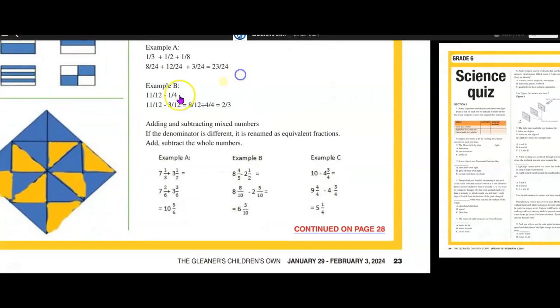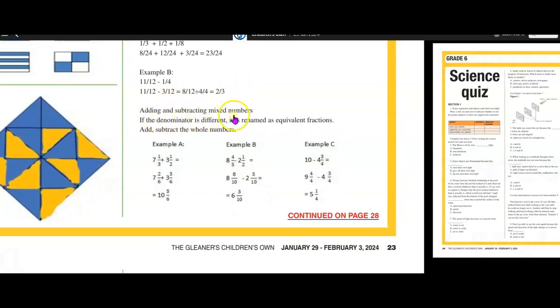Example B, 11/12 minus 1/4. The LCM would have been 12. So 11/12 stays as 11/12, and the equivalent fraction for a quarter would be 3/12. So we would take from 11/12 3/12, and we would get 8/12. We can reduce this by using 4. 4 into the 8 will go 2 times, and 4 into the 12 goes 3 times. So we end with 2/3.